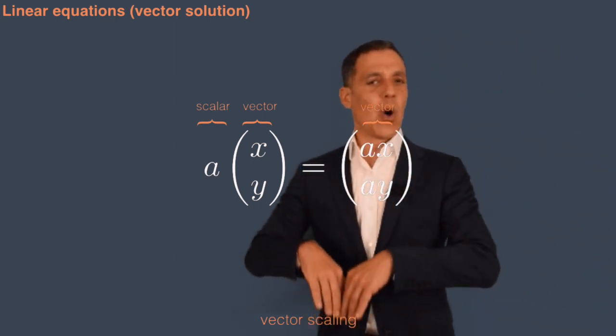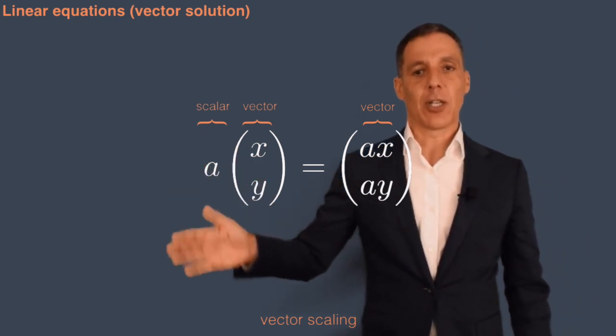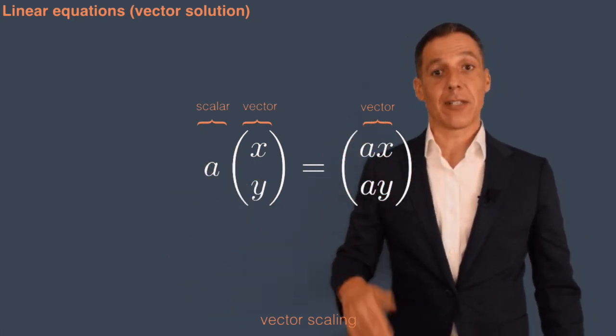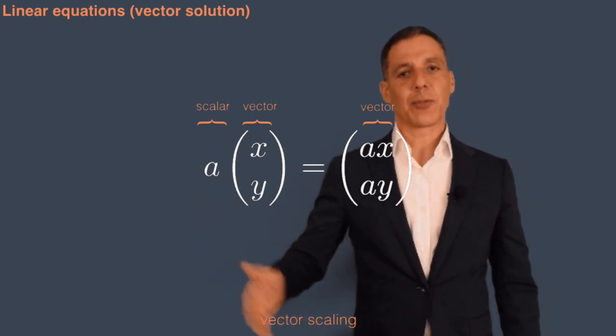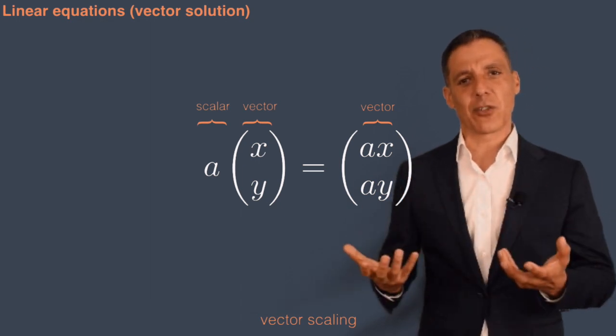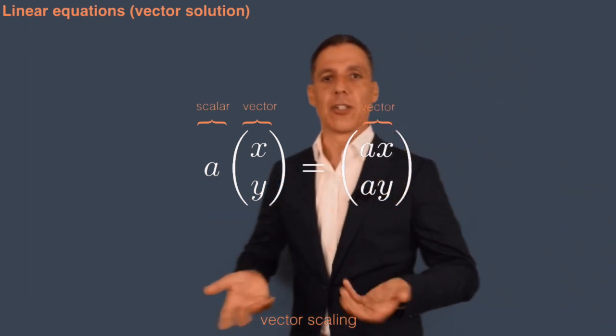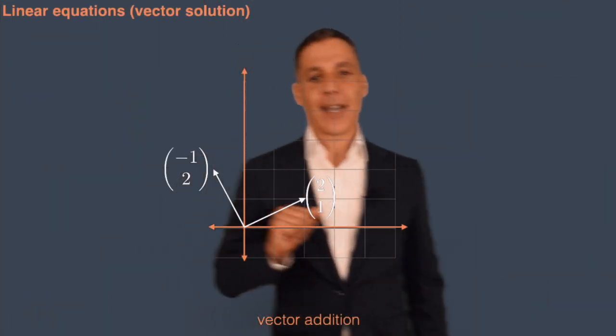By the way, this will hold for arbitrary dimensions. So if I had a three-dimensional vector, x, y, z, scalar multiplication is ax, ay, az. If I have a four-dimensional vector, w, x, y, z, then the scalar multiplication is aw, ax, ay, az. So I'll do everything in 2D because we can visualize it, but everything we'll talk about here generalizes to arbitrary dimensions. All right, that's vector scaling.